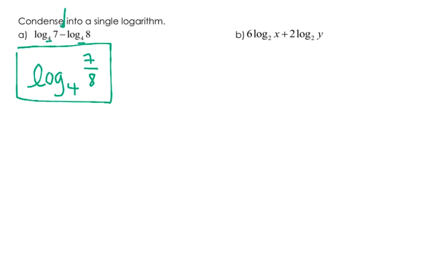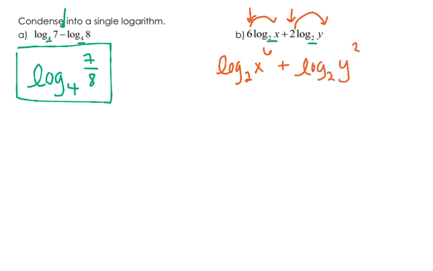Right now I can't do anything because there is a number in front of these logs. They did have the same base, so that's good, but I have to get rid of that 6 and that 2. The last property we worked with said that I could actually take that number in front of the log and make them into exponents. So I'm going to rewrite this as log base 2 of x to the 6th power plus log base 2 of y squared. So now I don't have any numbers out in front, I just have logs by themselves with the same base, and I have an addition sign.